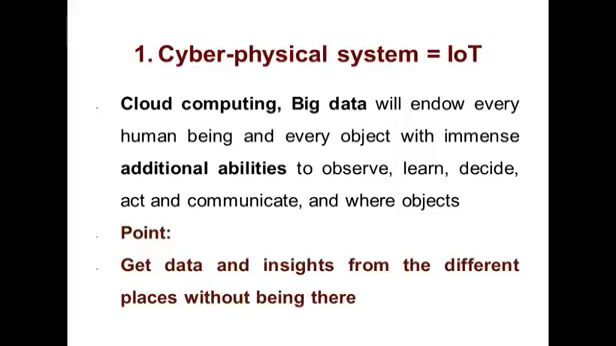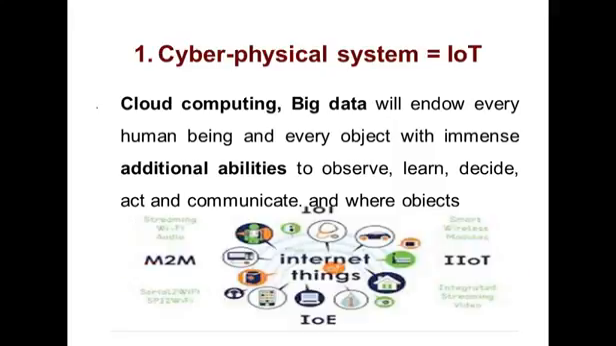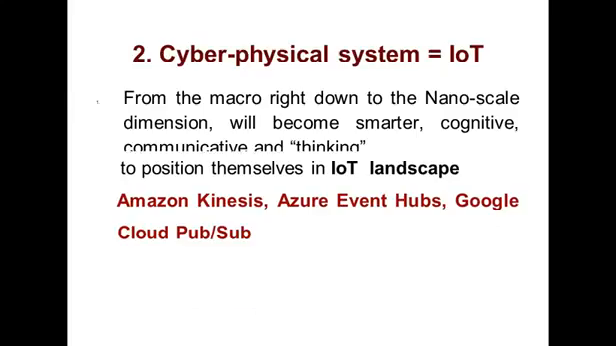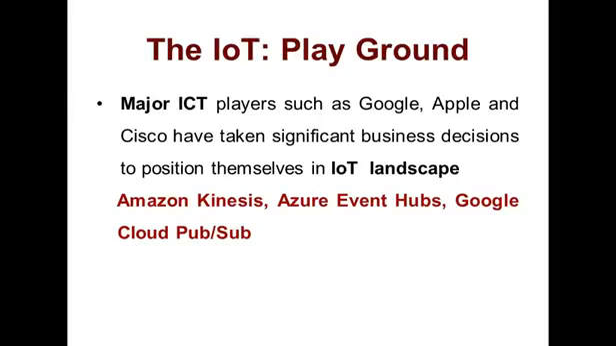So what is the point? Get data and insights from different places without being there. What it actually means is, using a cloud computing network and big data, it is possible for me to put some kind of sensors across my college campus and collect data on what is happening where. For example, I can put cameras across the campus, I can put sensors across the campus and look at the temperature variation. This is possible because we have a network and also processing capacity.